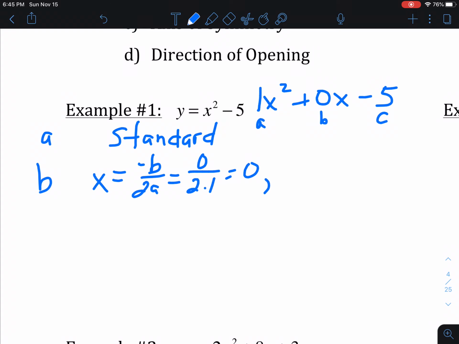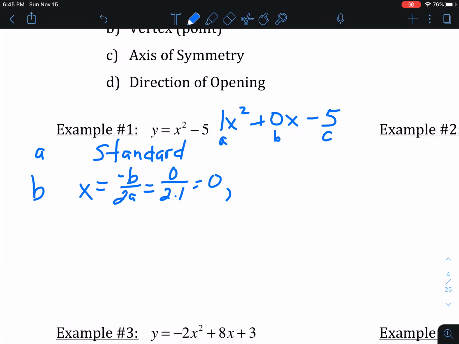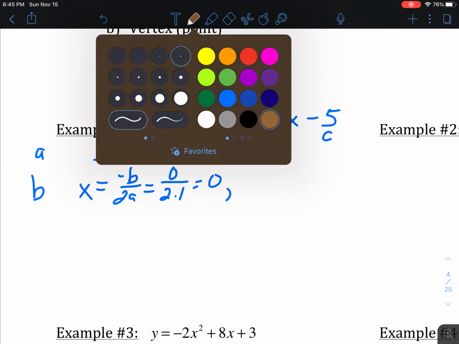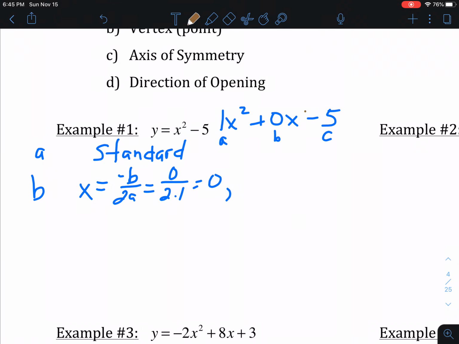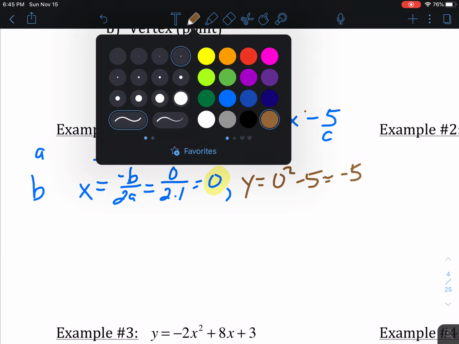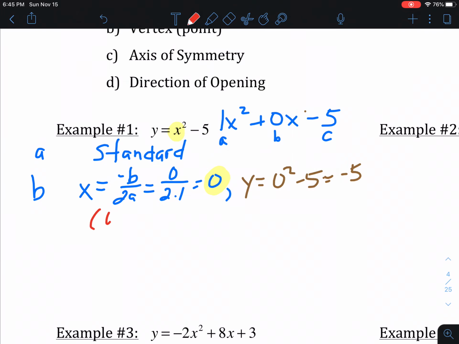Now after that, you would then figure out what your y-coordinate is. So you would have to take the 0 that we just got, and you would plug it in for the x, as the directions say. So y equals 0 squared minus 5. That would be 0 minus 5, which is negative 5. So my vertex to this problem, finally, is 0, negative 5. We write it as an ordered pair.